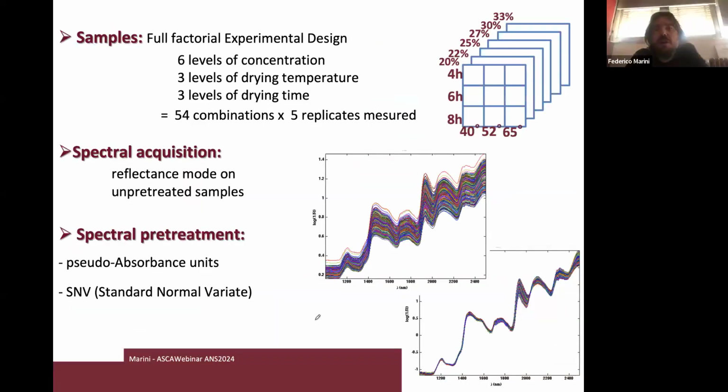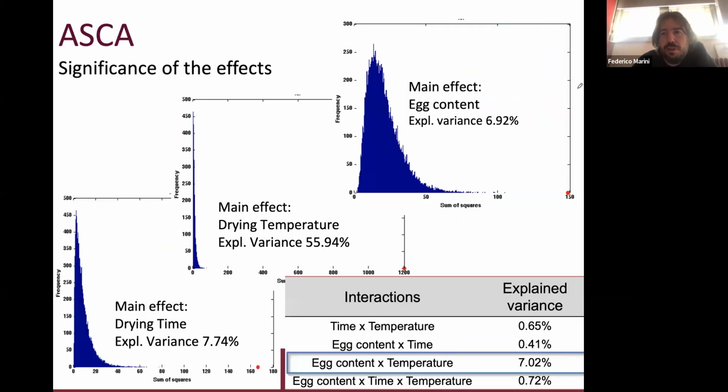So I was telling you that, as an example, I will show you a study where we wanted to check the effect of 3 factors, egg concentration, drying time and temperature, on the NIR signal of egg pasta that was produced in the lab according to this design. 5 different replicates were made, well, 5 different pasta pieces were produced at each of the 54 combinations of time, temperature, and concentration. Spectra were acquired in reflectance, transformed to pseudo-absorbance, and subjected to SNV, and then we did ASCA on that. So here you see the significance.